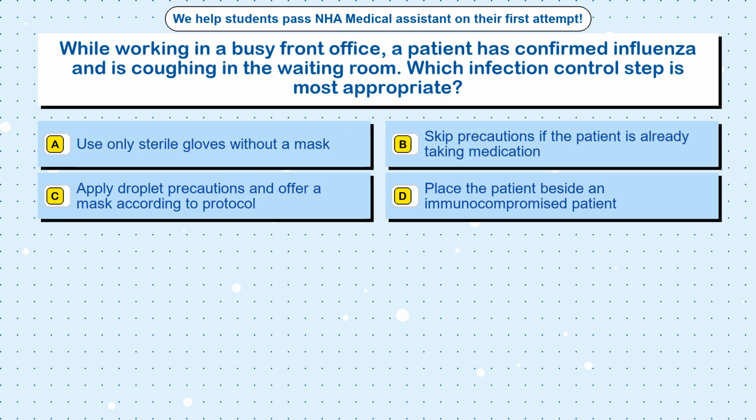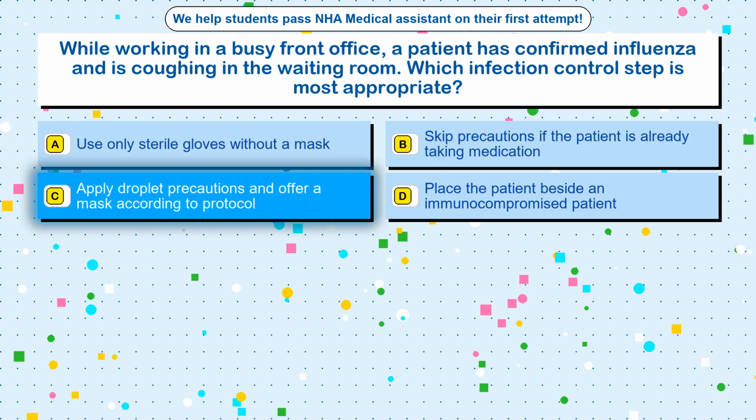Question 6. While working in a busy front office, a patient has confirmed influenza and is coughing in the waiting room. Which infection control step is most appropriate? Option A. Use only sterile gloves without a mask. Option B. Skip precautions if the patient is already taking medication. Option C. Apply droplet precautions and offer a mask according to protocol. Option D. Place the patient beside an immunocompromised patient.